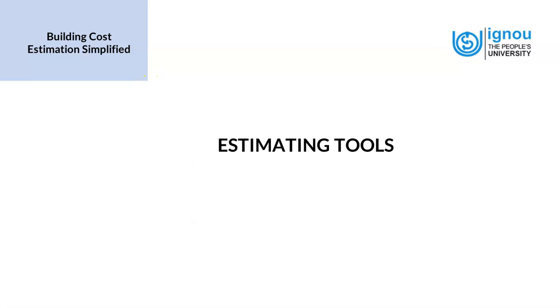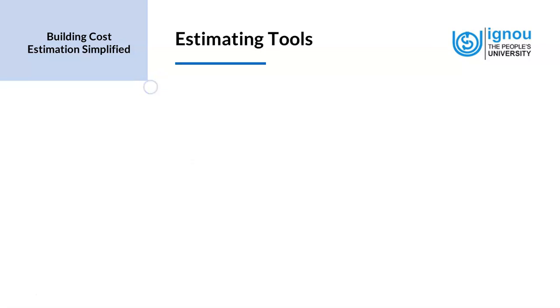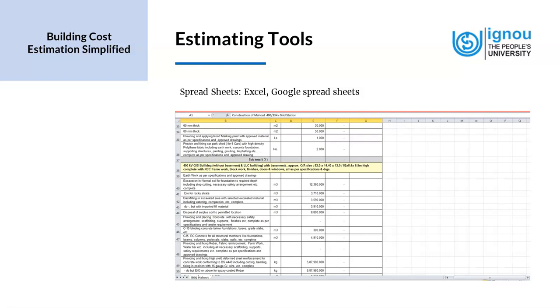Now we move on to the estimating tools. We have spreadsheets, Excel, Google spreadsheets. When we use the term spreadsheet, we usually refer to Excel. This is a software provided by Microsoft. It is a basic tool required for estimation. We can do estimation manually, but the knowledge of spreadsheet software is an important skill that every estimator must possess.